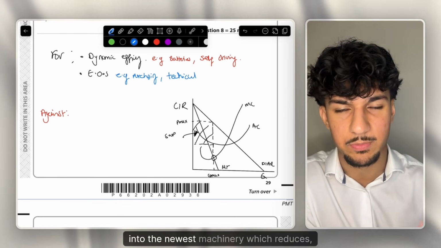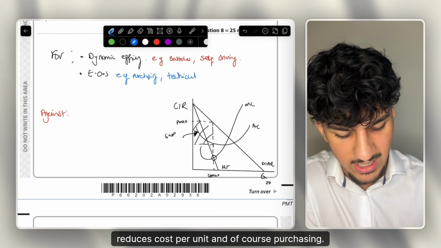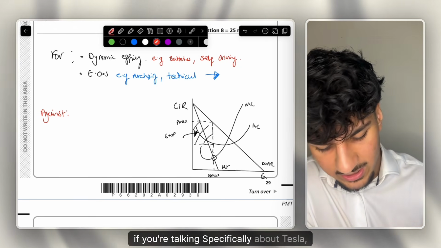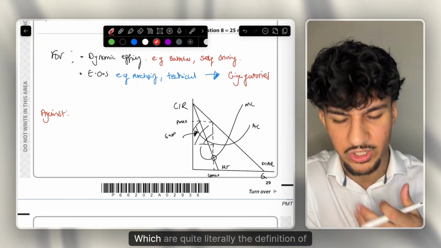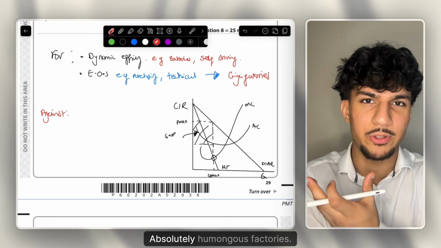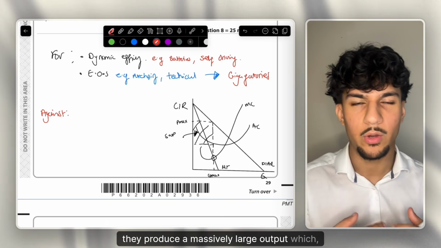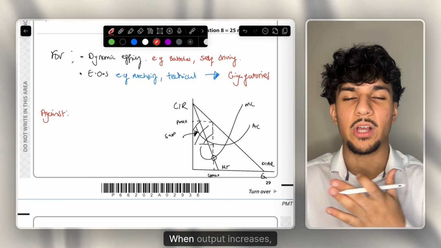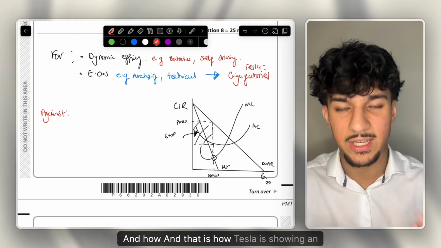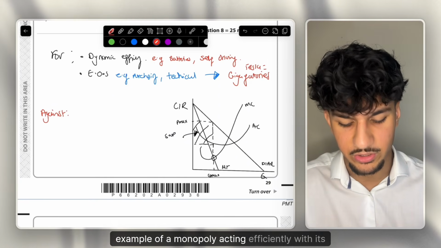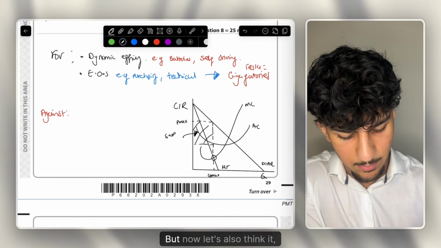Technical, with investing into the newest machinery, which increases productivity and reduces cost per unit, and of course purchasing. If we're talking specifically about Tesla, you might have heard in the news they have these things called gigafactories, which are quite literally the definition of economies of scale. Absolutely humongous factories that produce a massively large output. How do we define economies of scale? When output increases, costs fall, and that is exactly what these gigafactories are. And that is how Tesla is an example of a monopoly acting efficiently with its economies of scale, using its gigafactories. So there are some really good points for, but now let's also think against.